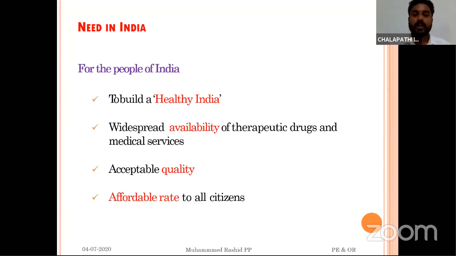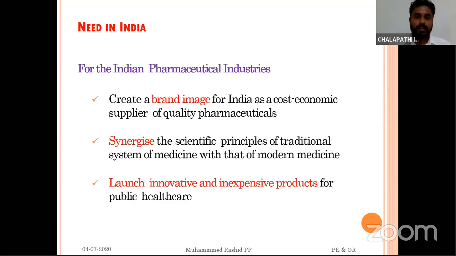Then affordable to all citizens. Whatever drug you are choosing should be affordable to any citizen of India. The Indian pharmaceutical industry should have a brand image by producing the best quality medication which is cost effective. They'll be ready to produce the best quality medicine and they will have a lot of expense. But when they are producing the best quality drug, they should get something back. That should be in terms of money. So they will check cost effectiveness.